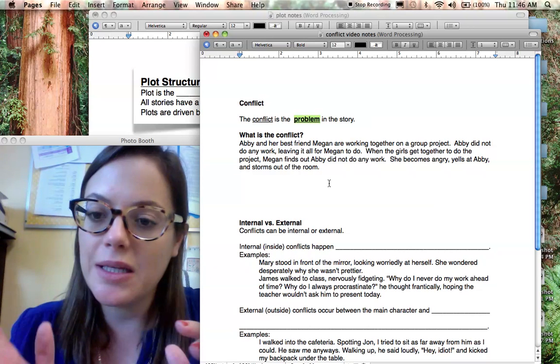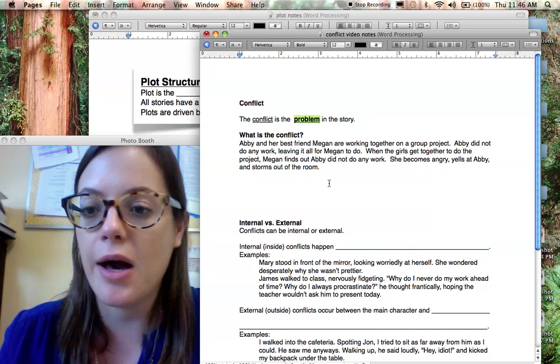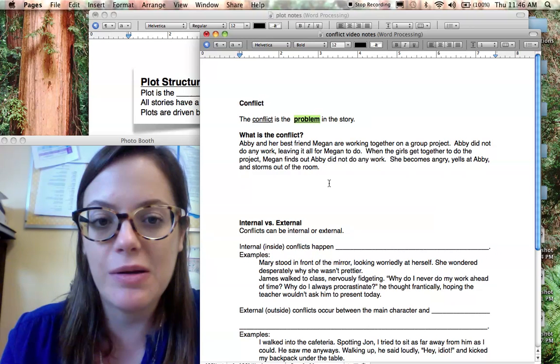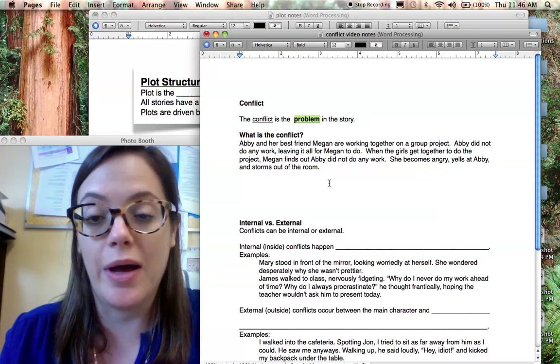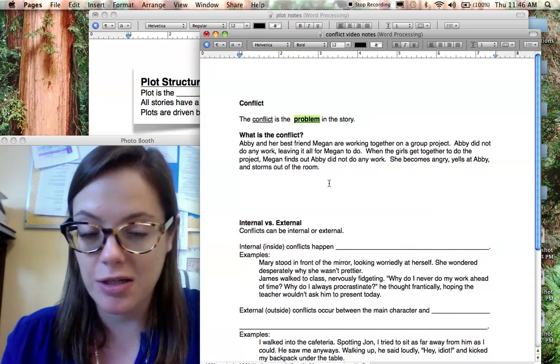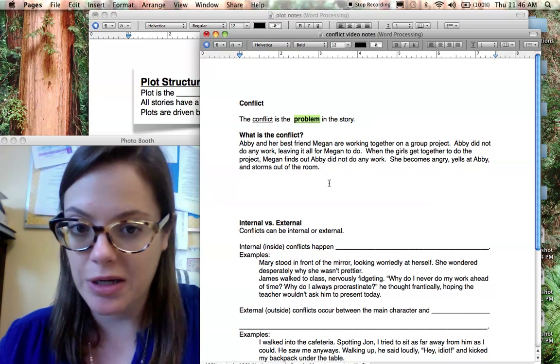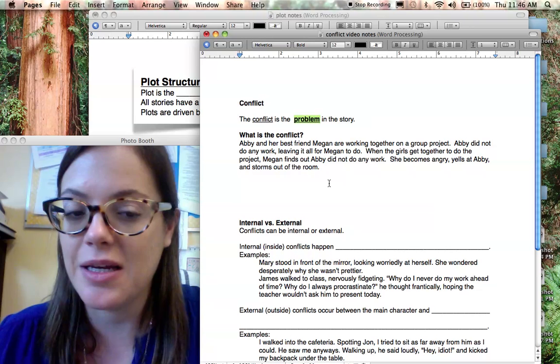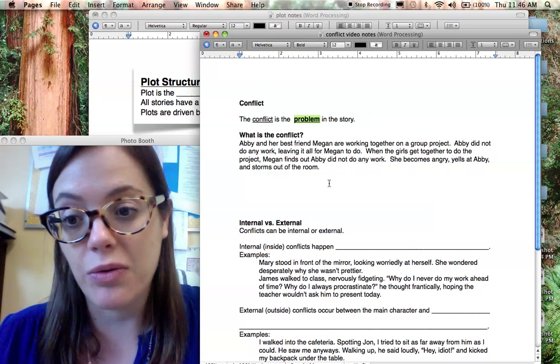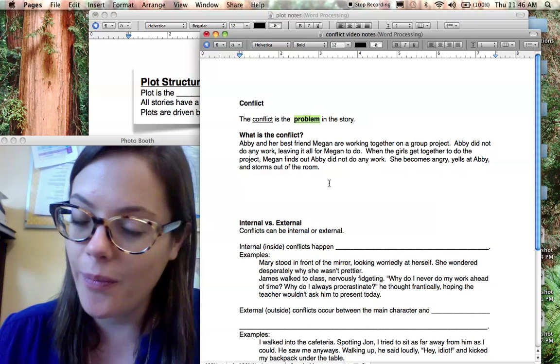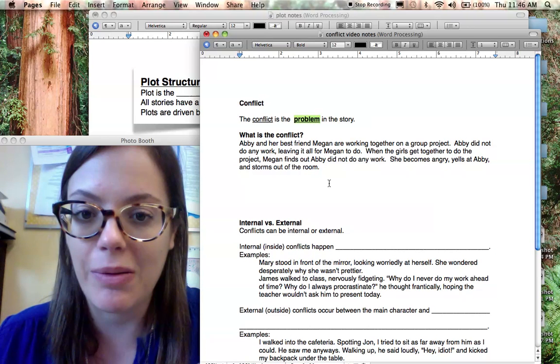All right, so let's look at an example. What is the conflict? Abby and her best friend Megan are working together on a group project. Abby did not do any work, leaving it all for Megan to do. When the girls get together to do the project, Megan finds out Abby did not do any work. She becomes angry, yells at Abby, and storms out of the room. All right, so I want to know, what's my problem here? What is the problem in the story?